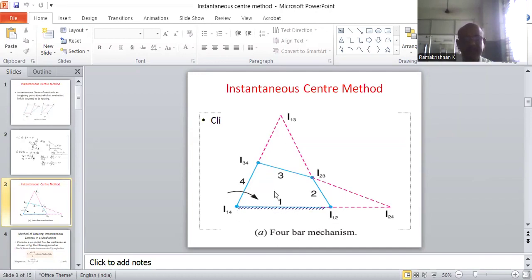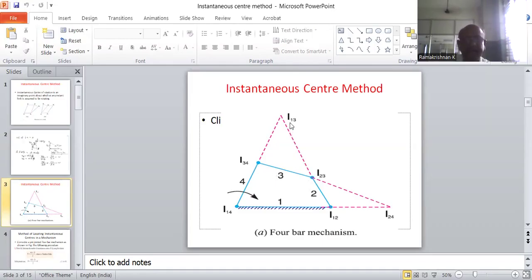Similarly, I12. Now consider the centers I34 and I23. These are located at the junction of 3 and 4 and 3 and 2 respectively. Here, for various configurations, the location and position of I34 and I23 are changing, but all the links are connected by a pin. So the pin permanently joins the two links 3 and 4 and the links 3 and 2. So the I34 and I23, even though they are changing location, are called fixed permanent instantaneous centers.